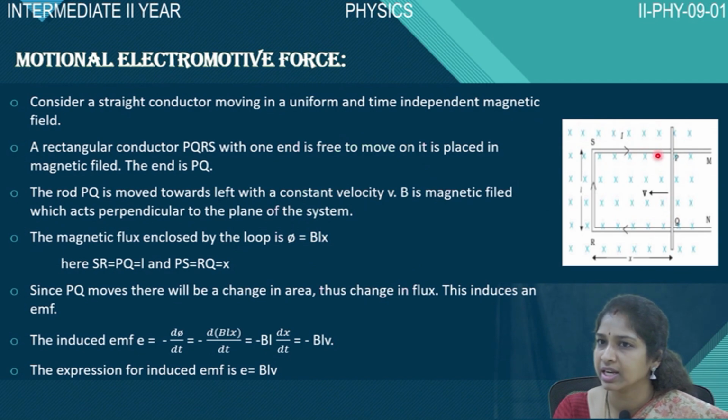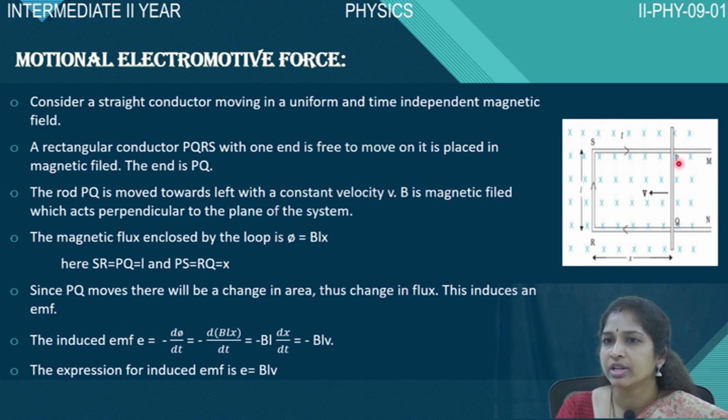So here, there is a rectangular conductor PQRS of length X and breadth L. The area of this rectangular conductor is L into X, because the area of a rectangle is length into breadth. And it is placed in the magnetic field. And what is the one more condition? One end of this rectangular conductor is movable. That means this rod PQ is moving in a time-independent magnetic field.